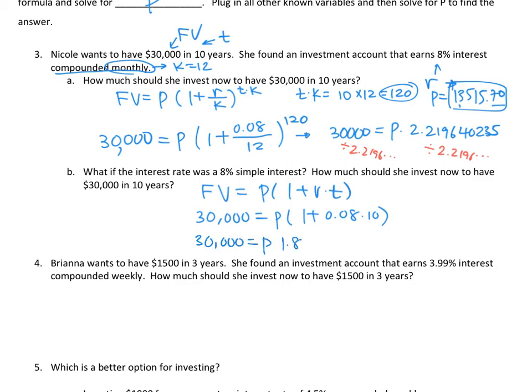So I'll do the same thing. I'll divide by 1.8 on both sides. So P is equal to 30,000 divided by 1.8, which will give you 16,666.67, right? So with simple interest, you have to invest 16,000 something to get 30,000 in the future, whereas for compound interest, you only have to invest 13,000 something to get 30,000 in 10 years. So that's a good comparison too.